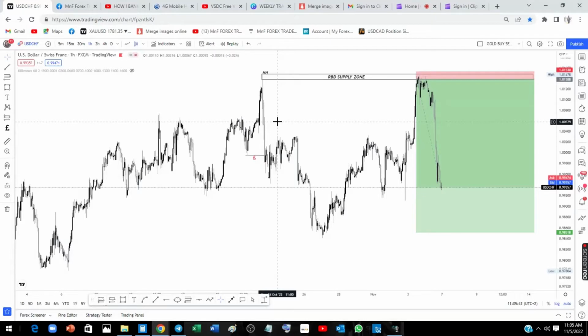We're here with the trade breakdown of USD Swiss, a beautiful trade that we took last week. So stick around and watch to the end, so that you can actually see the whole step-by-step process of what made me take this particular trade, and the confirmation and everything else.